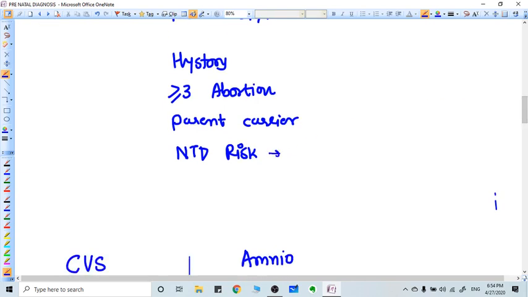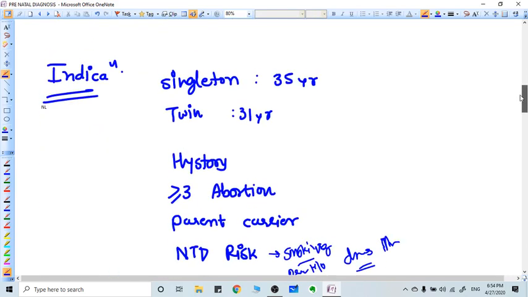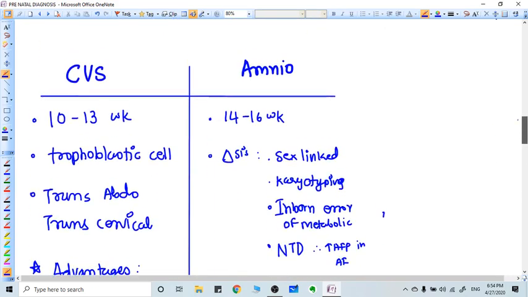Risk also comes from smoking, previous history like that, and drug use like anti-epileptic drugs. All these kinds of high risk patients, we should do this prenatal diagnostic test.